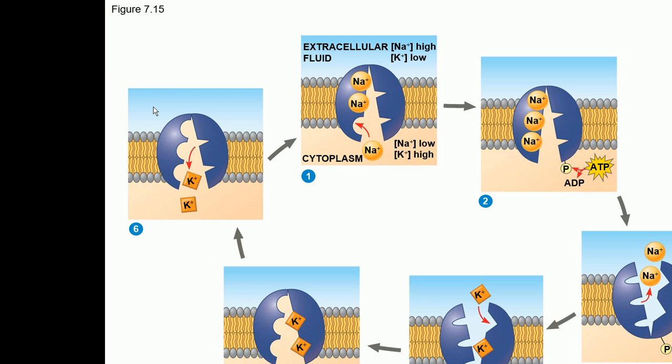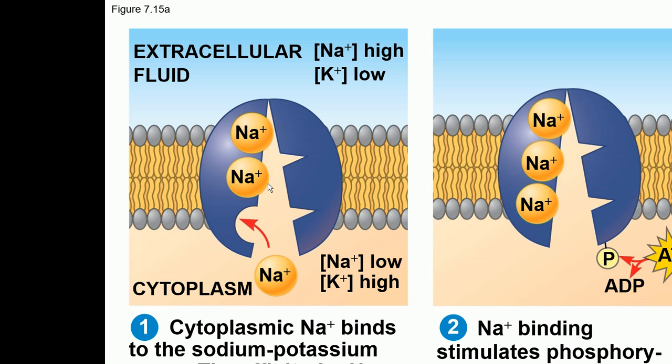So this is the way this protein pumps sodium ions from inside to outside and potassium ions from outside to inside. This is a typical example of active transport in animal cells. So this is all what I just said.